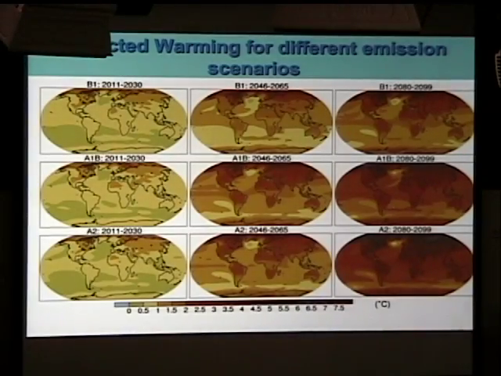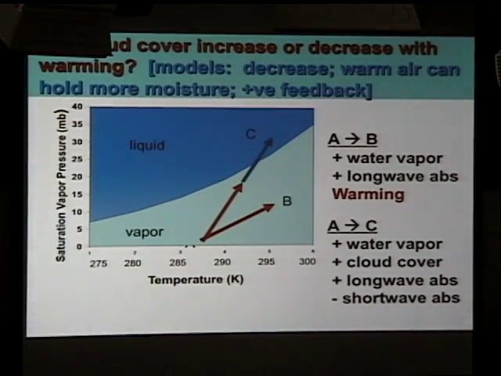I won't go into this, but what I want to go into is where is the action? Why is it so difficult? Imagine, again, this is the phase diagram for water, so this is temperature. Suppose you start here and you go to this position, from A to B, then you add more water vapor in the air, there's more long wave absorption, and so this is going to be a runaway greenhouse, runaway warming. But if I go from here to C, then when I cross the line, I have condensation.